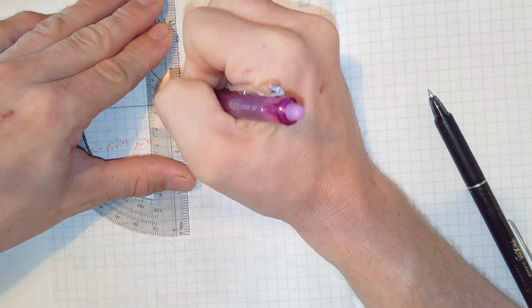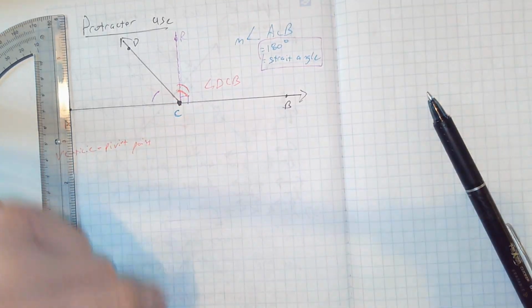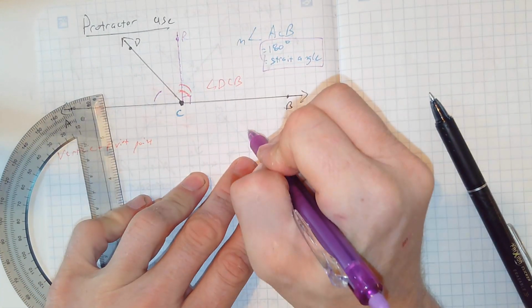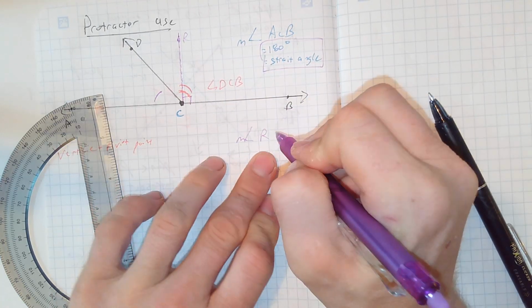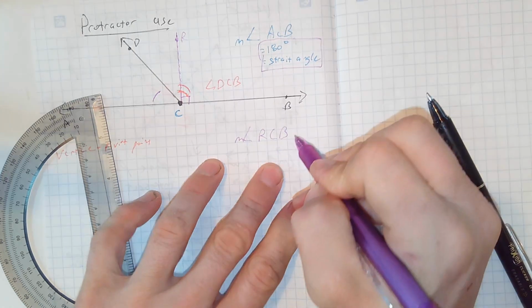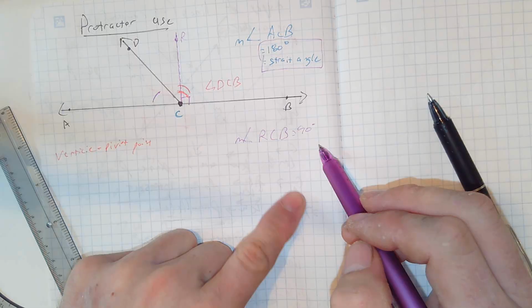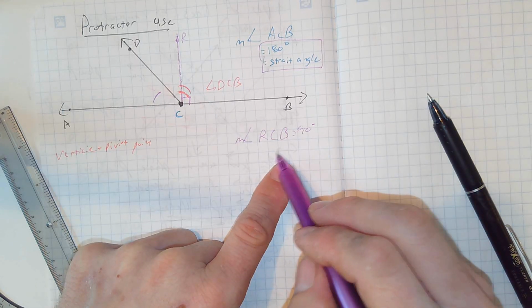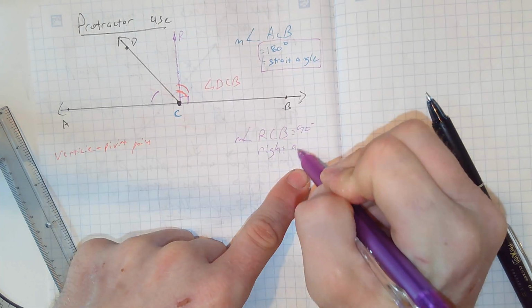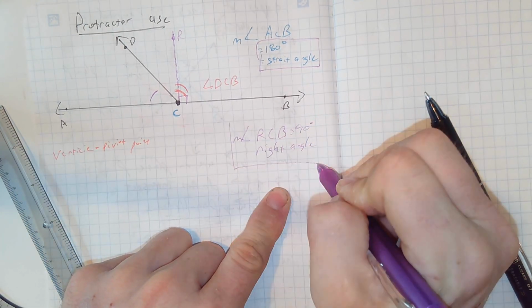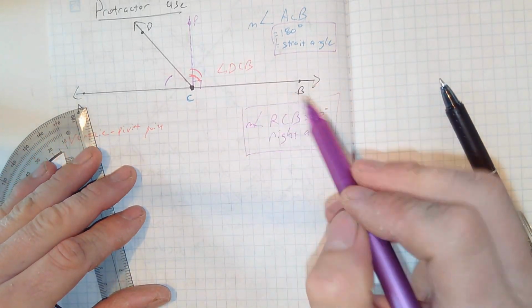I'm going to call that line R, right? And this is a 90-degree angle, okay? So the measure of angle RCB is 90 degrees. That's what that little box symbol means, right? It's 90 degrees, so this is called a right angle. Okay, that's a right angle. So RCB is 90 degrees.